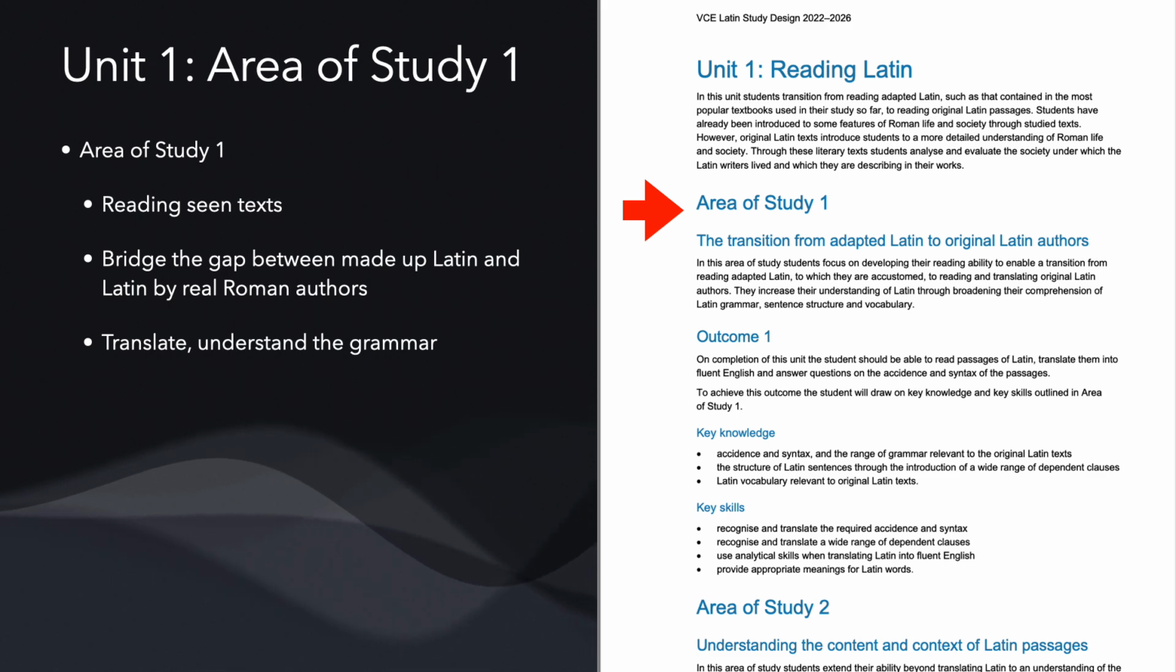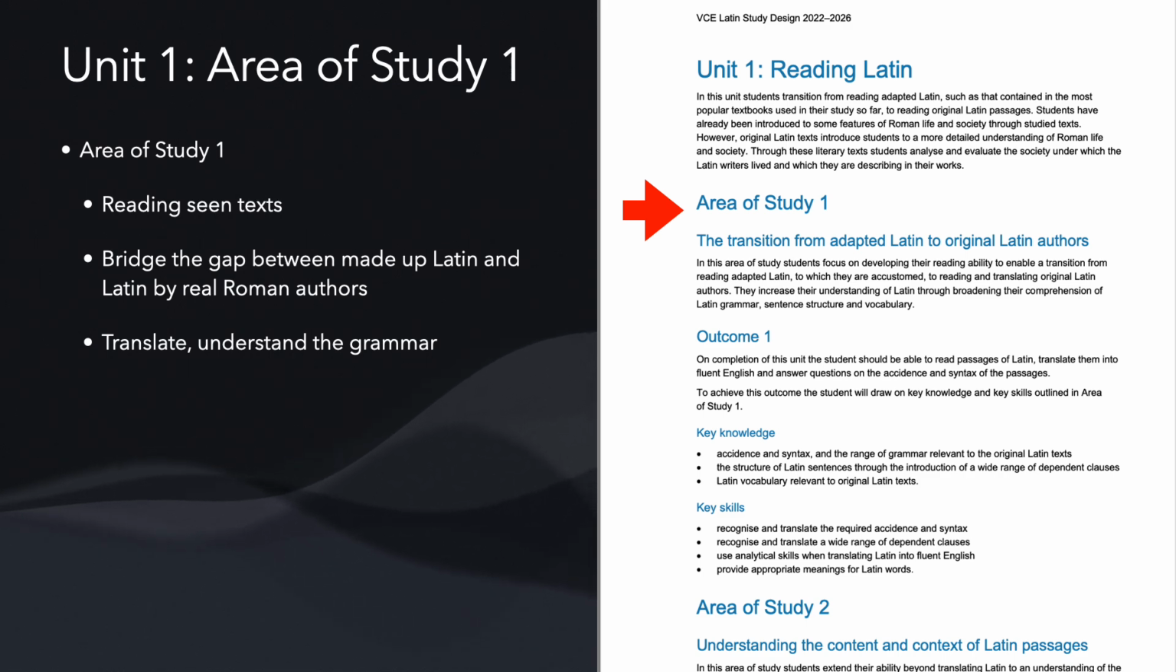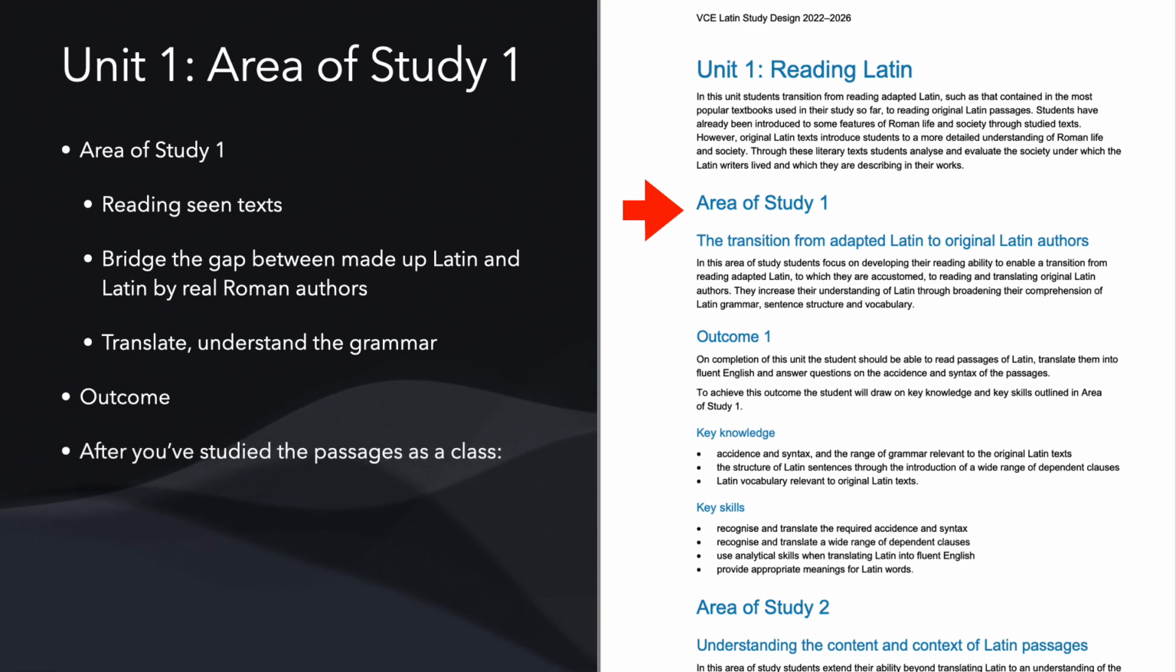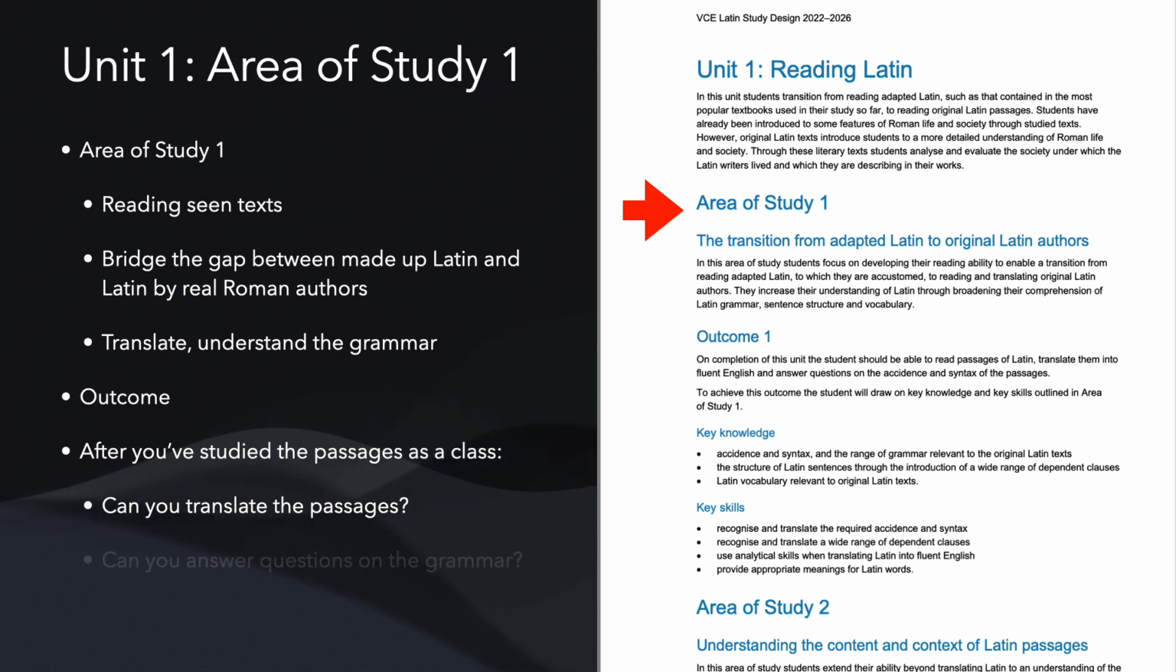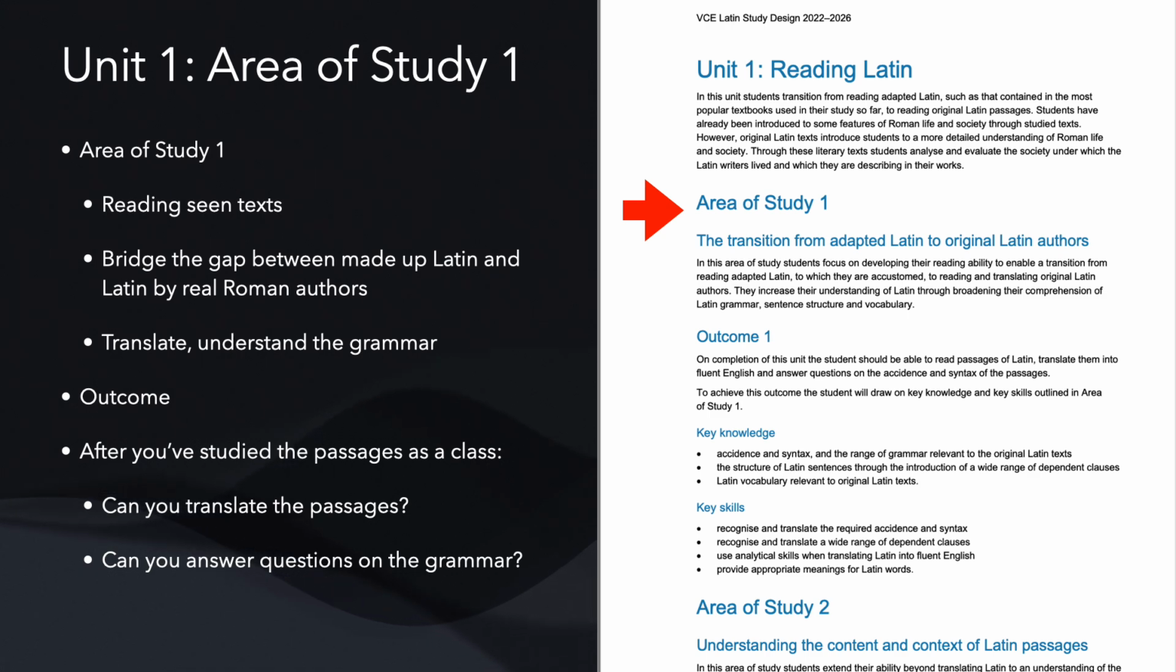Your aim is both to translate and to understand the grammar. So not just be able to translate, but be able to say why. So, why does that word end like that? What kind of case is being used here? And that refers back to the big list of grammar, the accidence and syntax we had at the start. They do list an outcome for it: after you study the passages in class, can you translate the passages? Well, I really hope the answer to that one's going to be yes, and answer questions on the grammar. So that means while you're going through, you should be asking your teacher, hey, I don't understand why the subjunctive is being used in this sense. Can you just help me with that one?